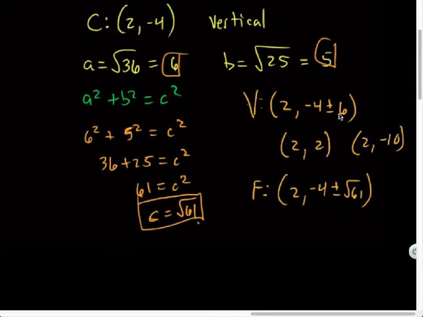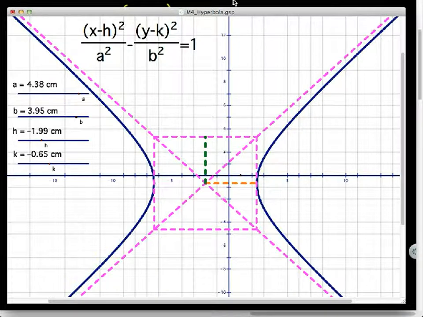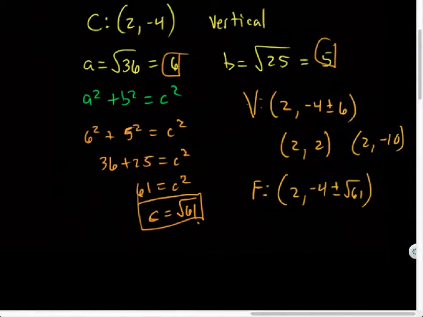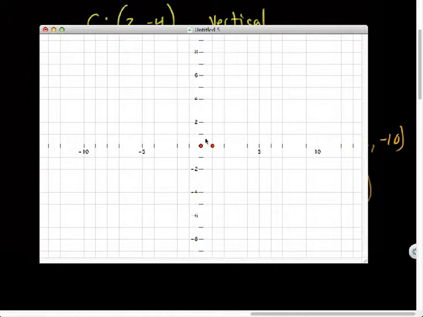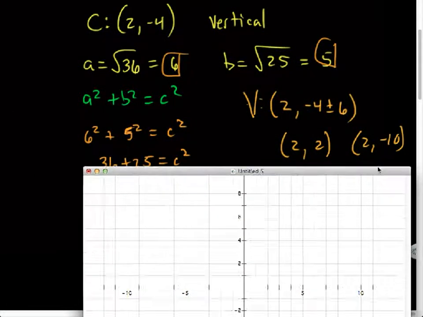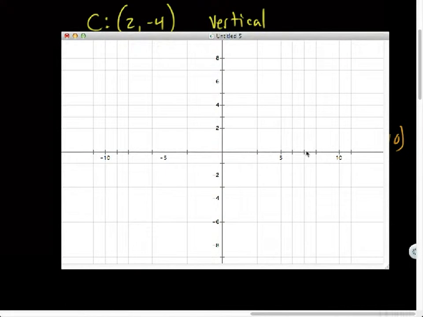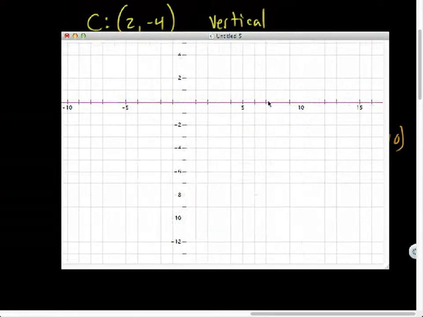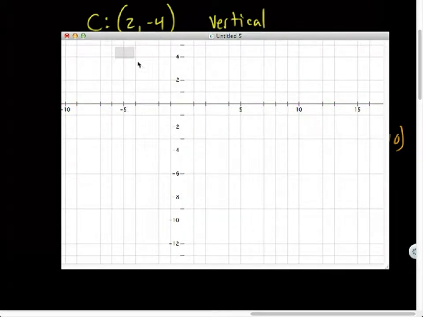So to graph this, I'll slide this aside, and I'm going to get a nice new sketch with a grid here. Square grid. I'll hide those points. So let's see, I have to go how far? 2, 2, and 2, -10. And so it looks like something like that would do it.